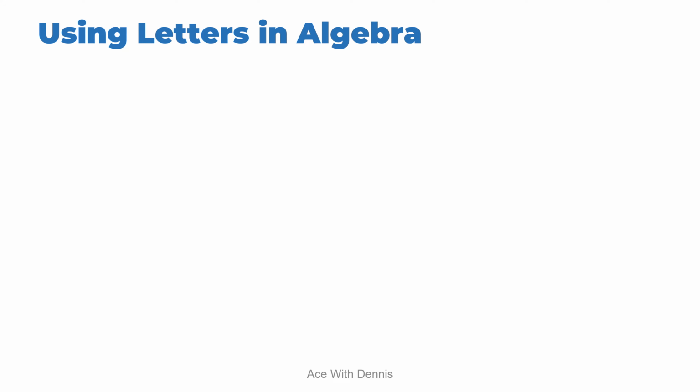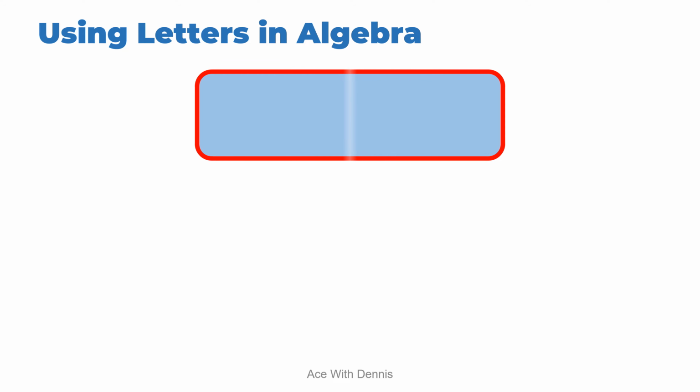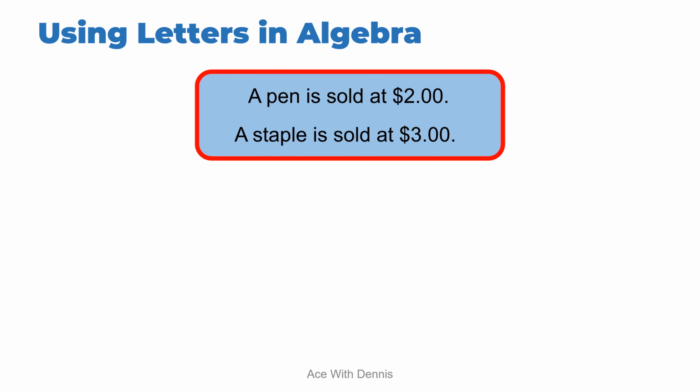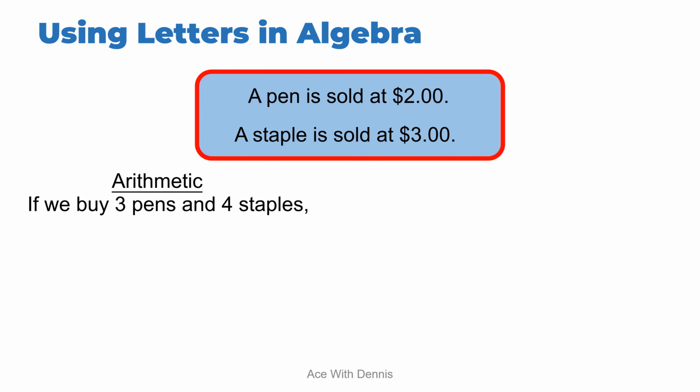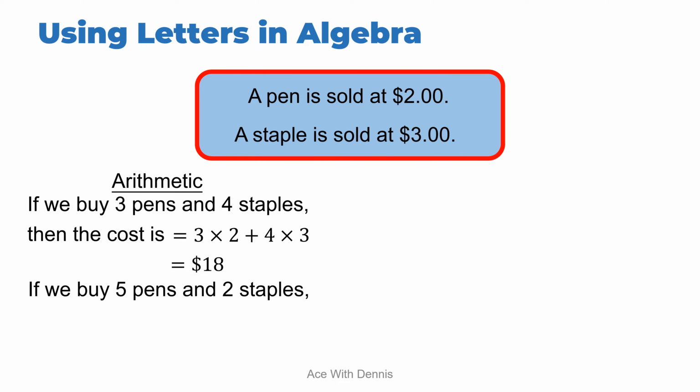Let's start the lesson by learning how to use letters in algebra. Here is a simple case. A pen is sold at $2. A stapler is sold at $3. In arithmetic, if we buy 3 pens and 4 staplers, then the cost is 3 times 2 plus 4 times 3, which is $18. If we buy 5 pens and 2 staplers, then the cost is 5 times 2 plus 2 times 3, which is $16.